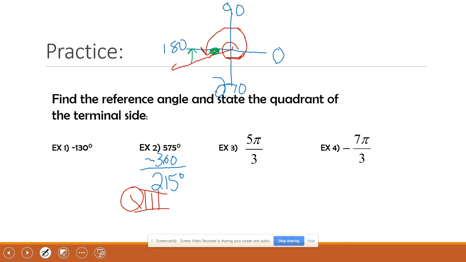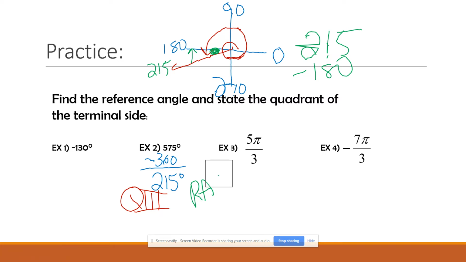So we need to know the difference from 215 to 180. Remember, it's always a positive reference angle. So 215 minus 180 gives us a reference angle of 35 degrees.